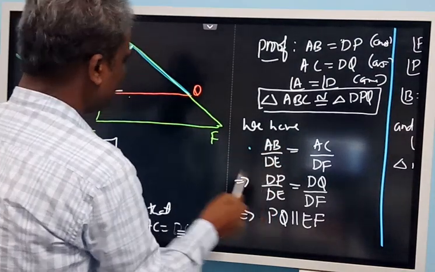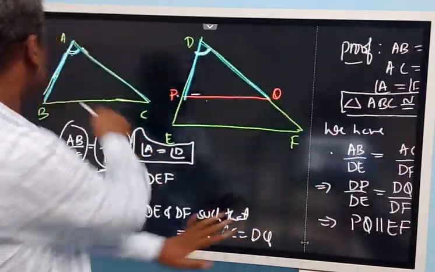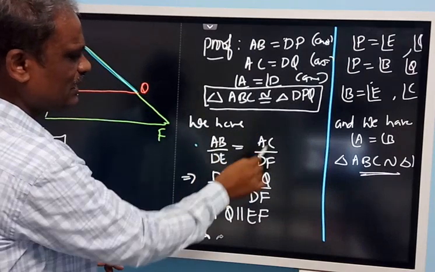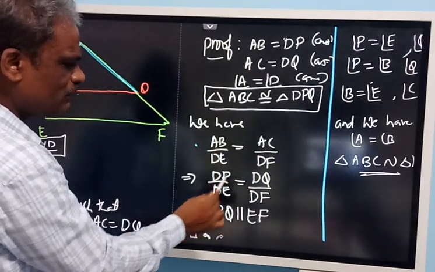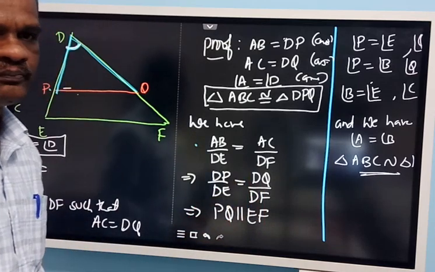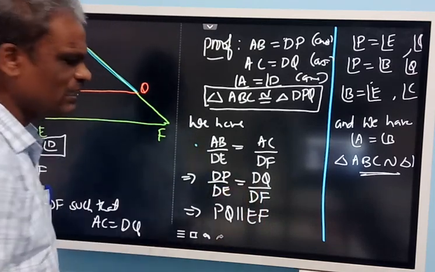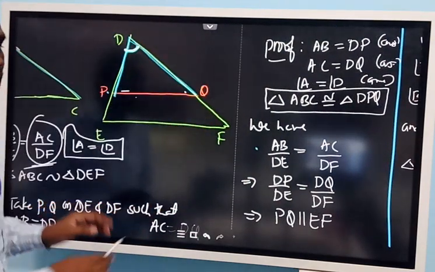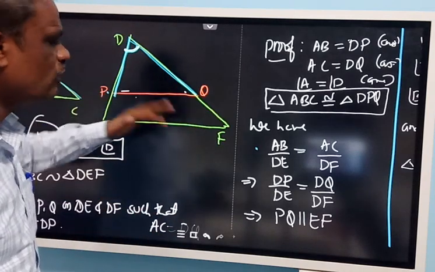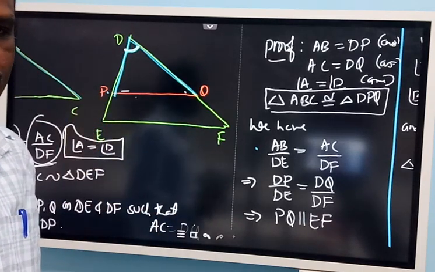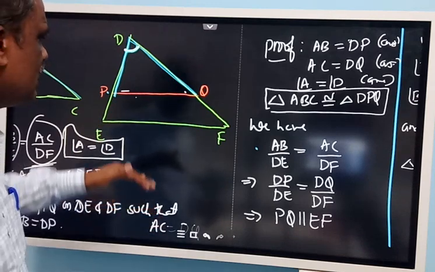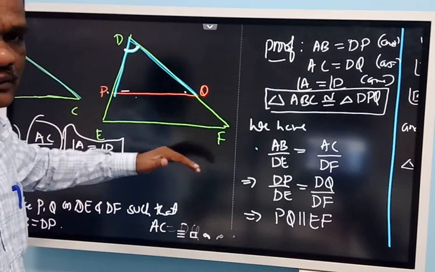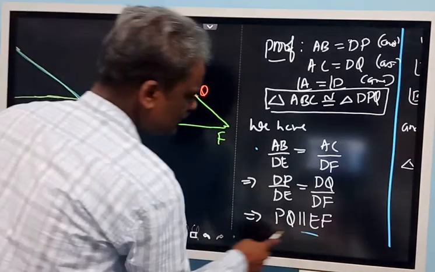Replace this AB by DP because we have done construction. AB is equal to DP, AC is equal to DQ. I have replaced this one. AB by DE, AC by DF becomes AB replaced by DP, AC replaced by DQ: DP by DE, DQ by DF. This is possible only if PQ is parallel to EF as per the Thales theorem. It's a corollary of Thales theorem. So DP by DE, DQ by DF is possible only if PQ is parallel to EF. This is what we have written here.